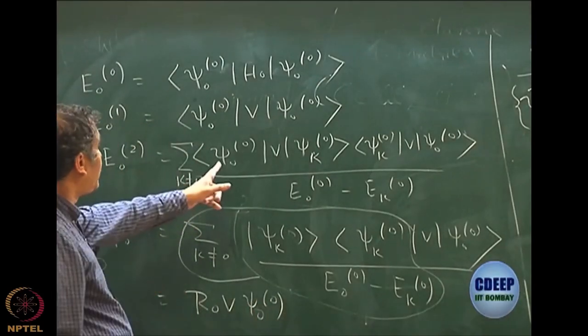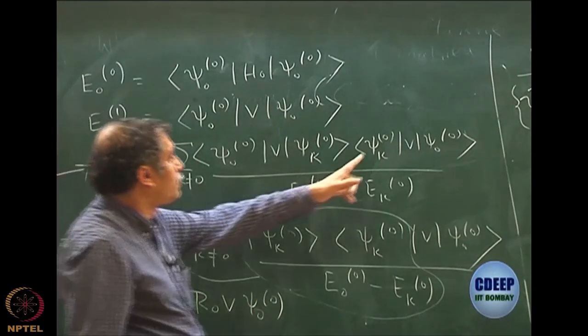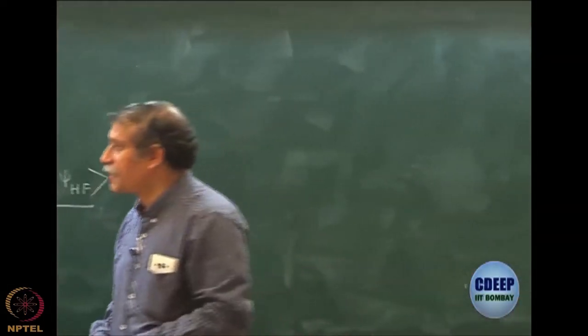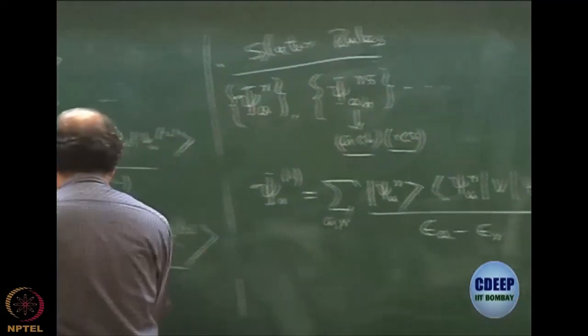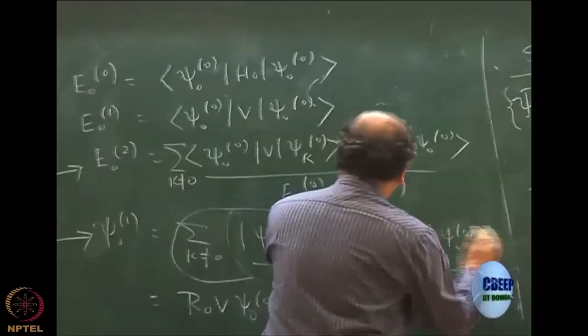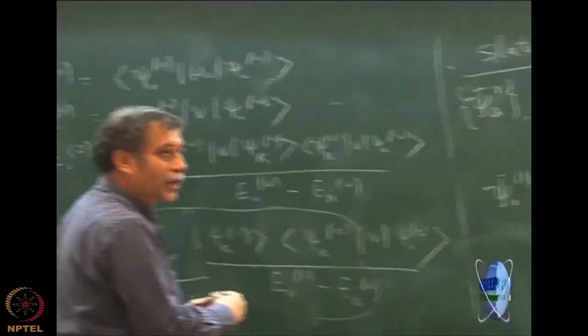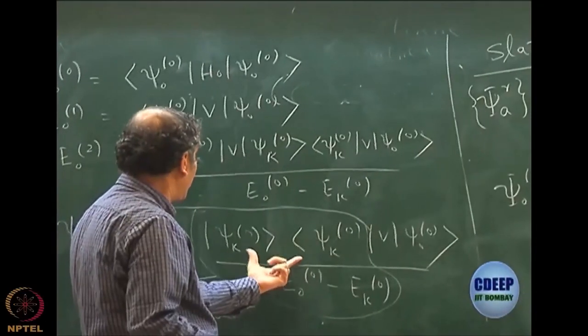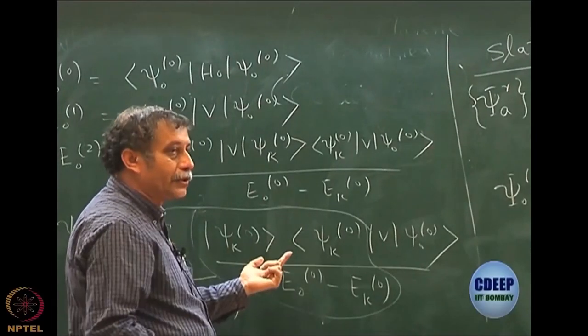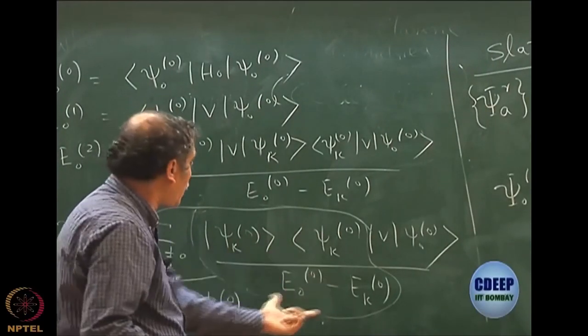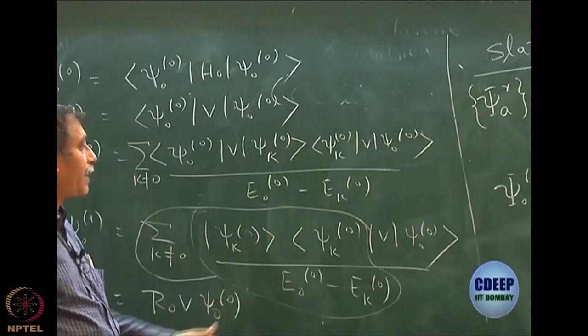Just as you can write this as psi 0 0 V R0 V psi 0 0. Okay? So, I define the resolvent. It is easier to write, because you have this ket-bra notation. If I write this here, this is lost, because the ket-bra that is following, psi k 0 psi k 0, is lost. You cannot see this. So, you cannot have a resolvent. So, it is better to write it in this manner.